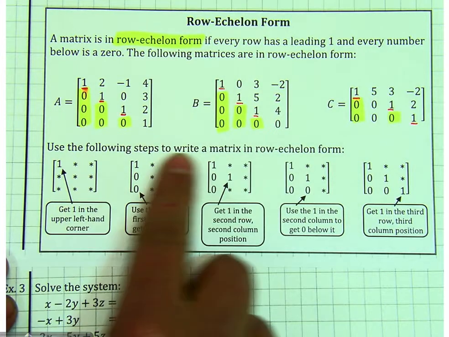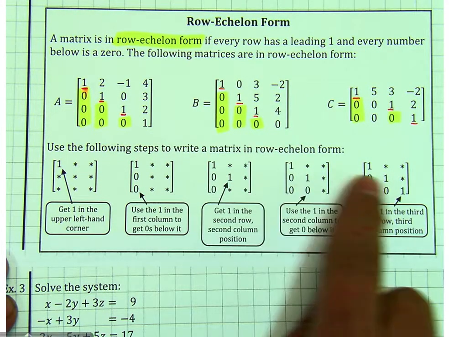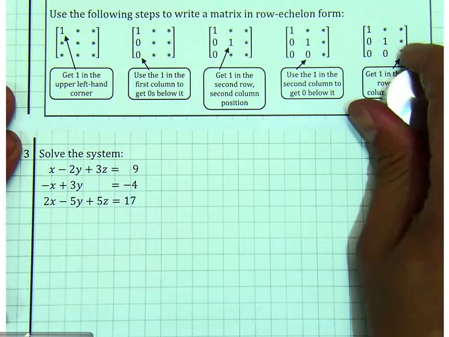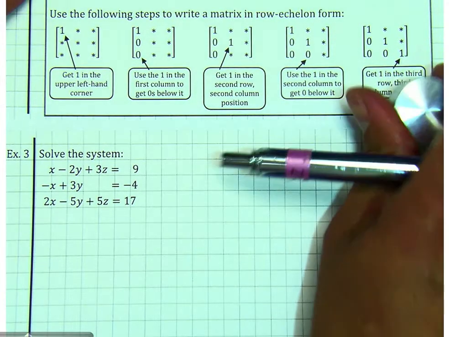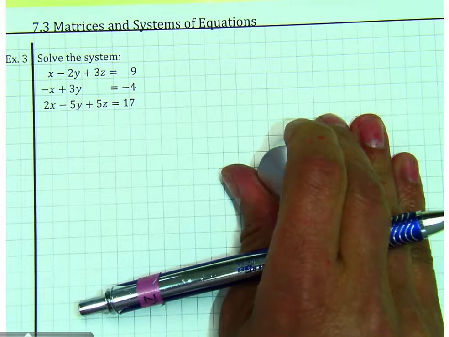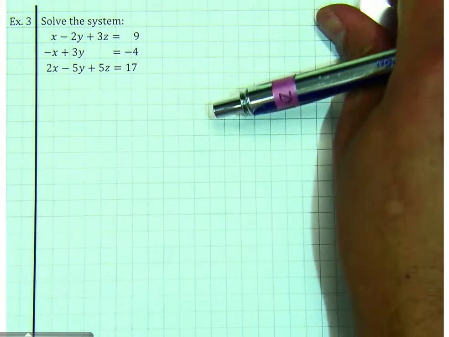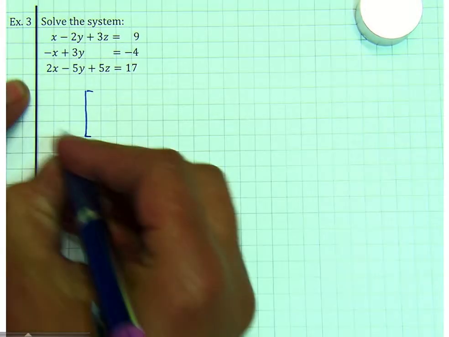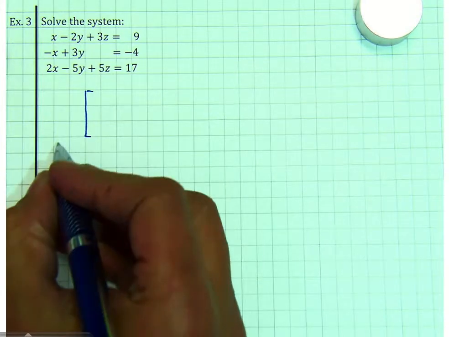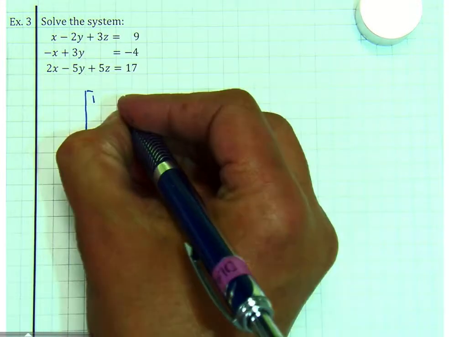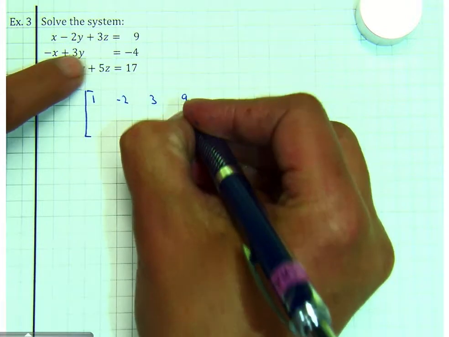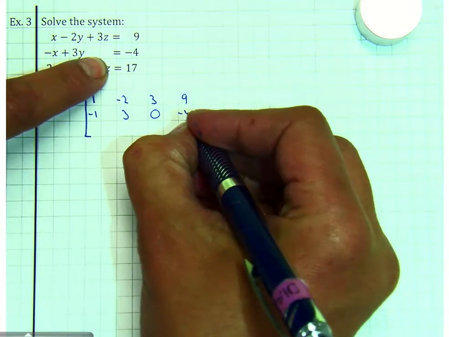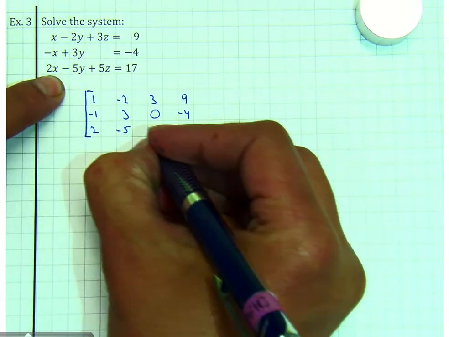And we're going to use the following steps. Step 1, 2, 3, 4, 5. Now let's start with problem number 1. On problem number 1, the first thing that I want to do is rewrite it as an augmented matrix. So I want to leave some space on the left hand side because I'm going to be writing my notation on the left. So we have 1, -2, 3, 9, -1, 3, 0. There's no z, and -4, 2, -5, 5, and 17.